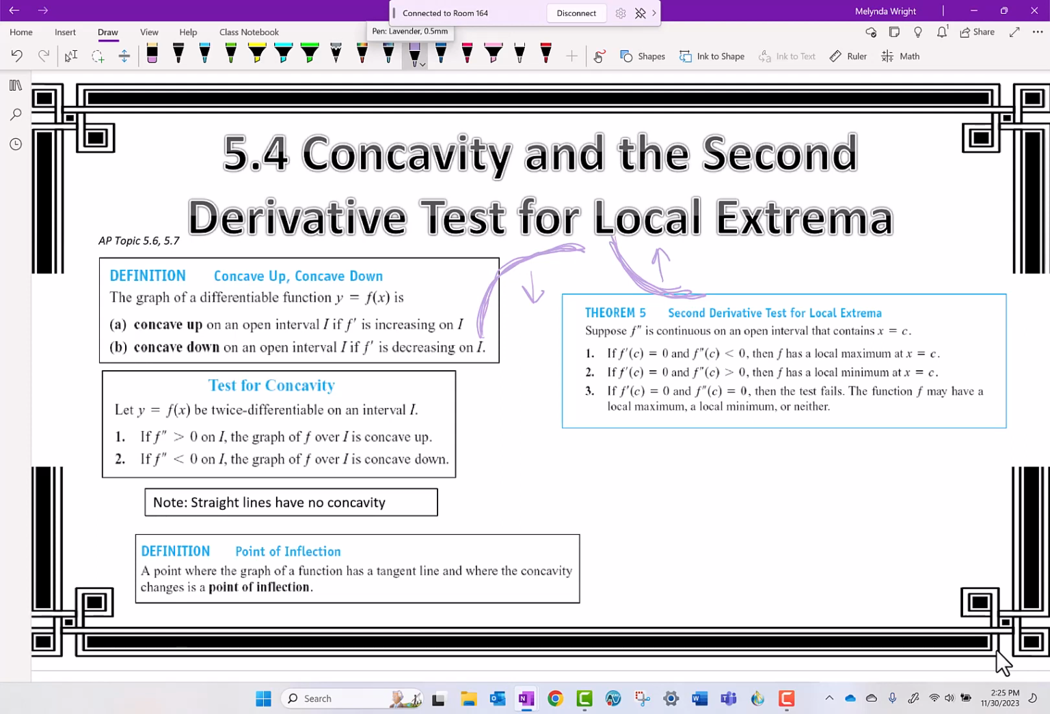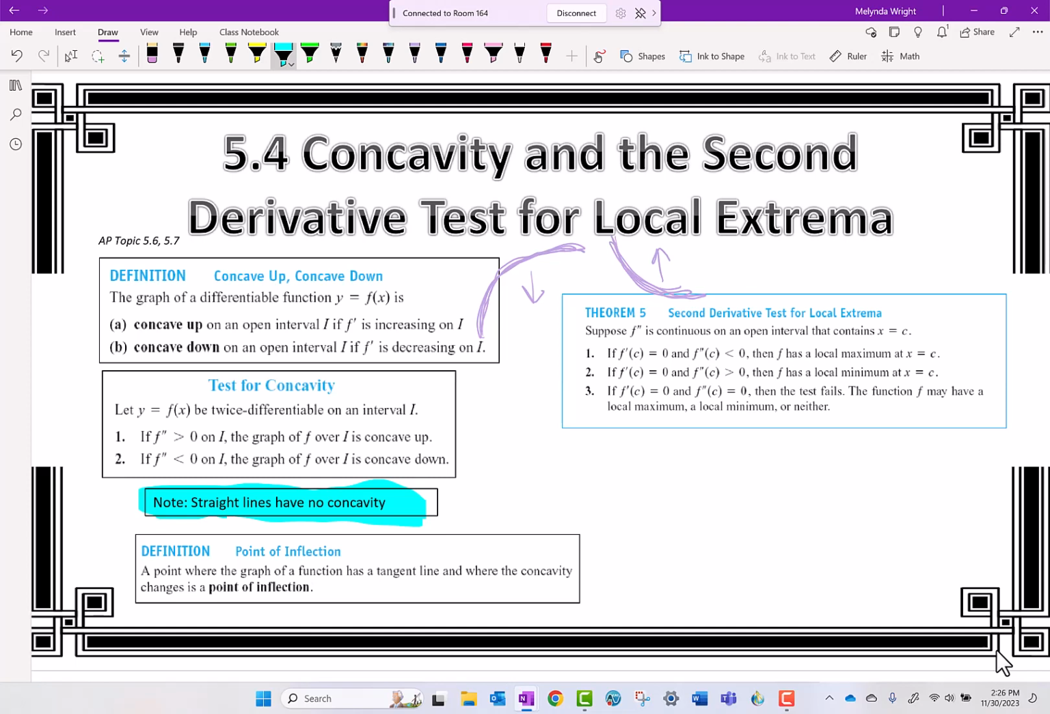I made a note down here, because this is sometimes confusing. Straight lines have no concavity. There's no concavity of a straight line because there's no curve in it. There's no curvature. It's just straight. So straight lines don't have any concavity. So that's the concept, concave up, concave down, that we're looking at.